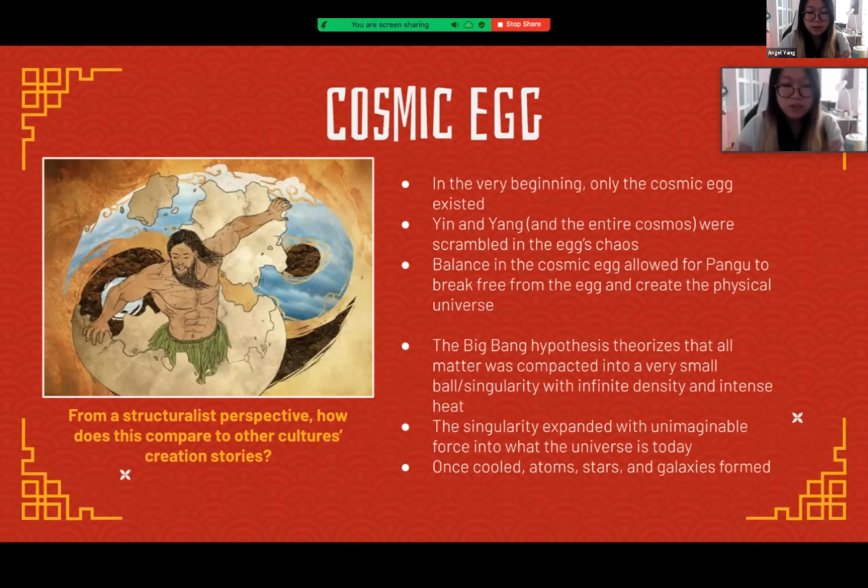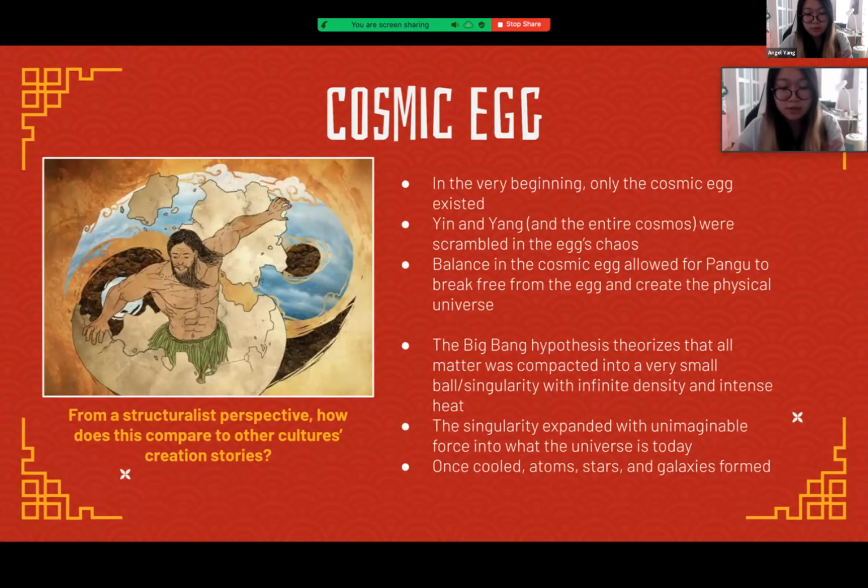So in Chinese mythology, the entire cosmos, chaos, and yin and yang were all scrambled within a cosmic egg. And inside the egg, there was also Pangu, who eventually broke free from the egg once the yin and yang became balanced. And parts of the broken egg became our universe. For example, the light egg whites floated up to become the clouds, stars, skies, basically the heavens. And the heavy egg yolk sank down to form the earth and the ground.